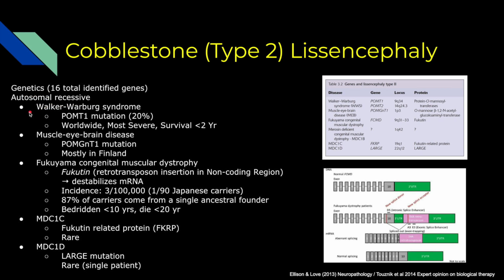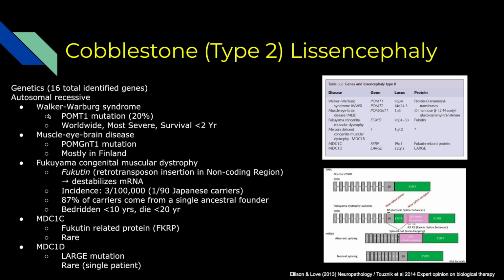The classic diseases are Walker-Warburg syndrome. This is a mutation classically in the O-mannose transferase protein or gene, but now I think it's realized that it can occur in other mutations as well. The key thing here is this occurs worldwide, and that's important because the other two have very specific geographic locations. So if you're practicing outside of Finland or Japan and you see these types of diseases, this is the most likely cause that you're going to be experiencing. This is the most severe as well. Patients survive less than 2 years with this disease on average.